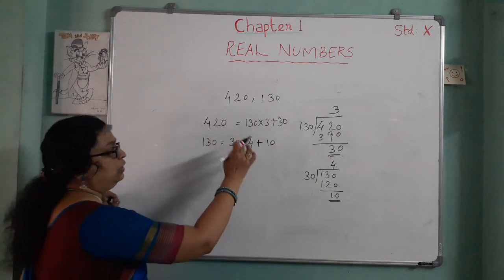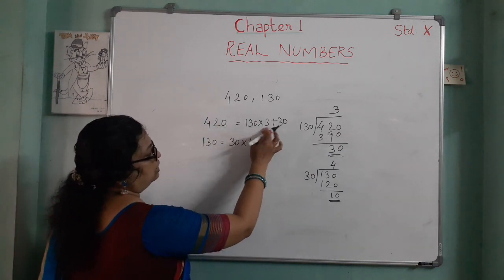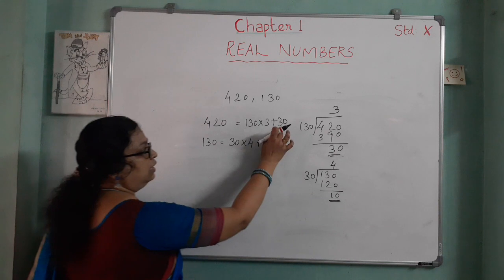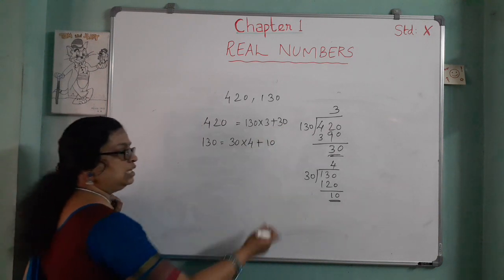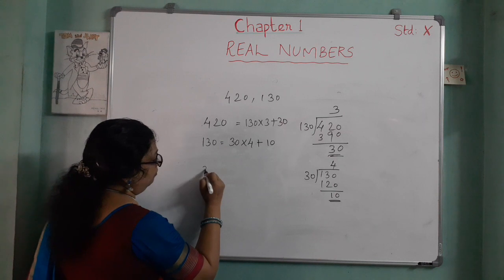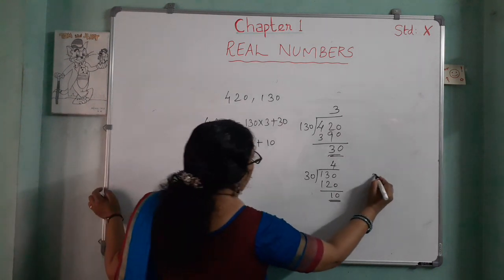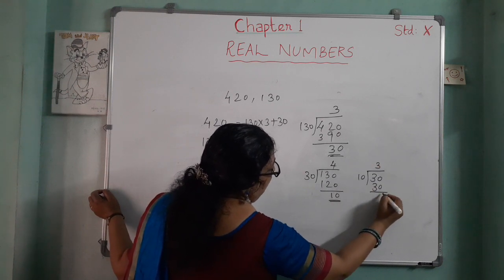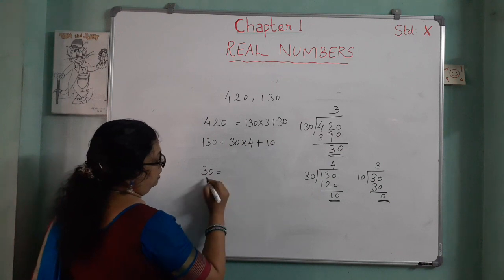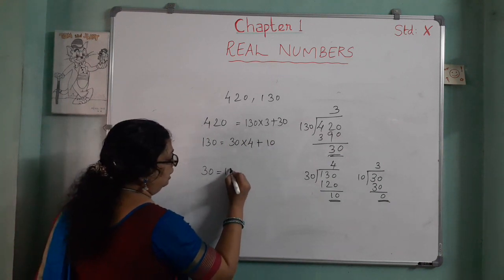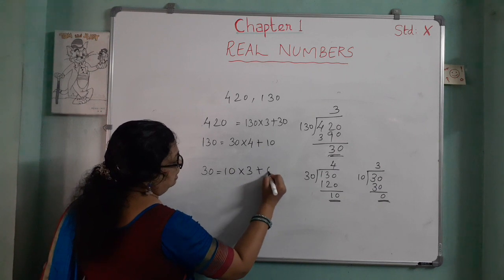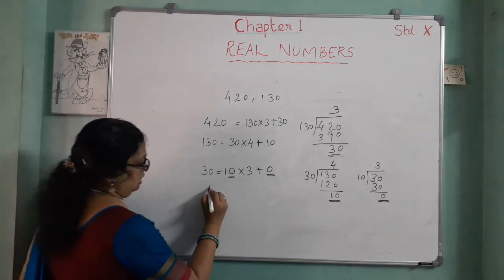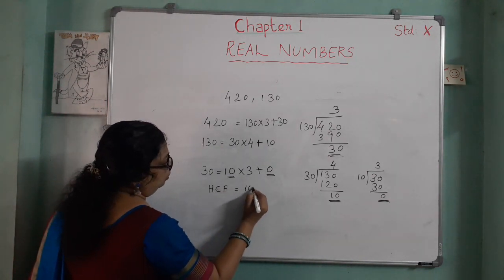Each step is of the form dividend equal to divisor into quotient plus remainder. Here the remainder is not 0, here also the remainder is not 0. So again we take 30 divided by 10. How many times? 3 times 10 is 30 and we get the remainder 0. So we write 30 equal to 10 into 3 plus 0. Now we get the remainder 0, so that divisor is the HCF. So HCF is equal to 10.